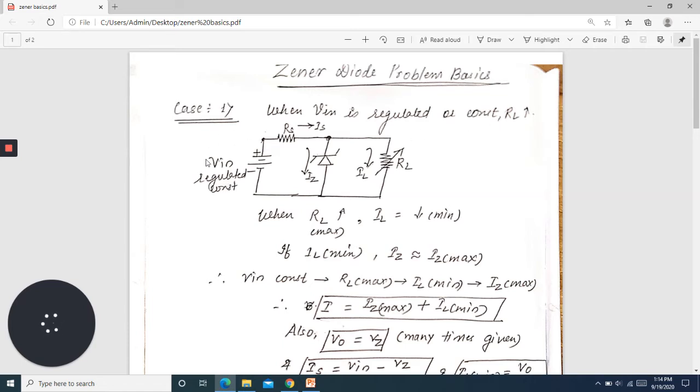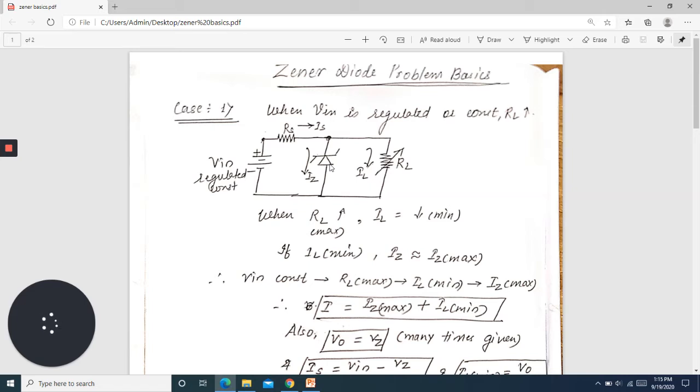Just by reading the sentence we should be able to guess this. So Vin is regulated in this case, which means RL will change. Now it will go towards the maximum or minimum side, and depending on that, IL will again go to its minimum or maximum value. Now tell me, what will be the value of IL when RL is maximum? As RL is maximum, the opposition will be maximum, so the current that flows, IL, has to be minimum. So IL, when RL is maximum, has to be minimum. This is the very first point that we need to understand.